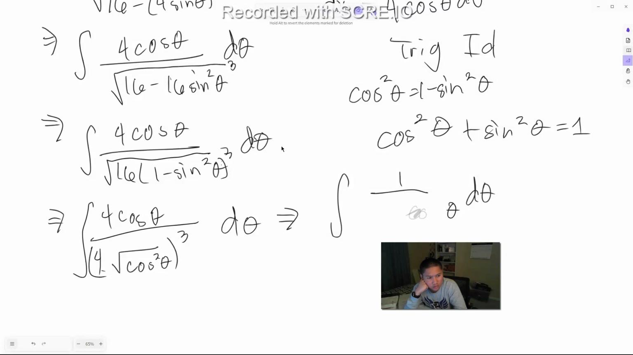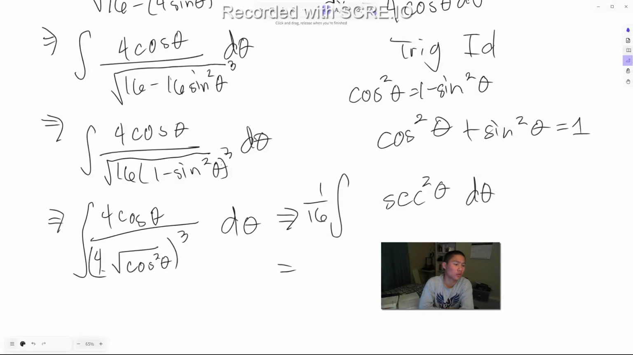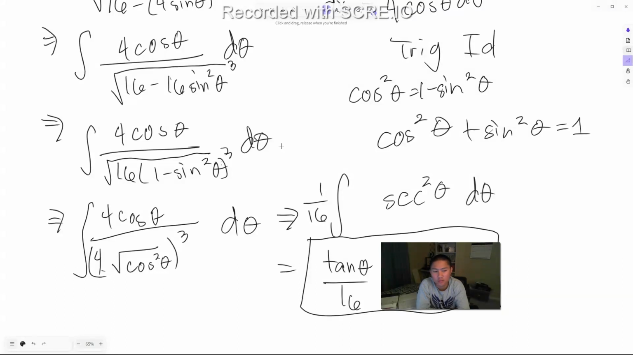Now we can take out the 1 over 16 because that is a constant. And 1 over cosine squared theta is also equal to secant squared theta. So that would be secant squared theta, and we know that the integral of secant squared theta d theta is equal to tangent theta. So this should be tangent theta over 16. And don't forget the C value. And that's our final answer.